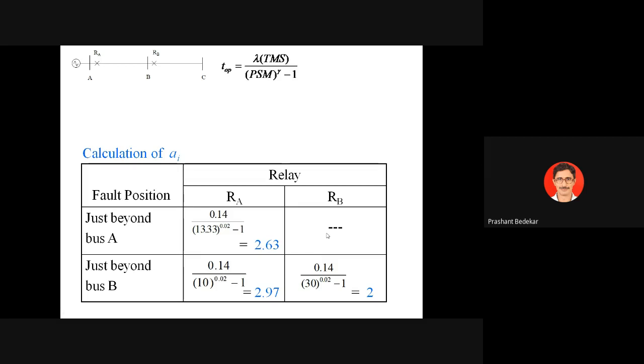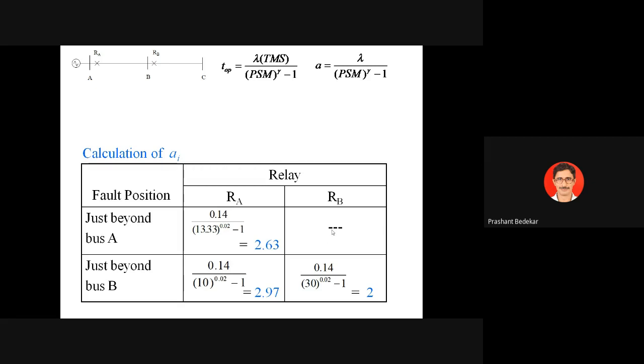Time of operation is given by lambda into time multiplier setting upon plug setting multiplier raised to power gamma minus 1. We are defining A as lambda upon plug setting multiplier raised to power gamma minus 1. I am assuming that in this particular system, IDMT relays are used. For IDMT relays, lambda is 0.14 and gamma is 0.02. We have seen this in the previous chart.